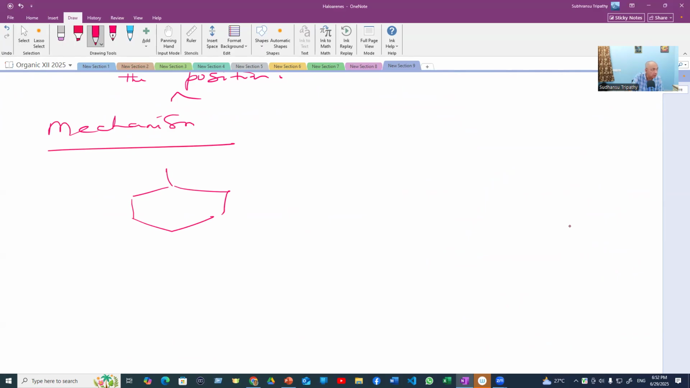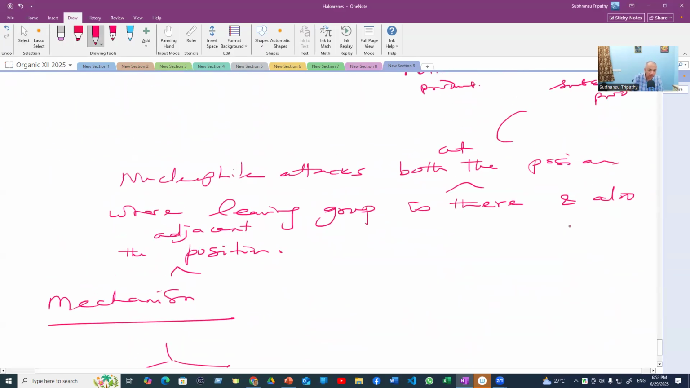Sir, last sentence, will you show that again? No, the nucleophile attacks both at the position where the leaving group is there and also the adjacent position, the ortho position. Yes, sir.